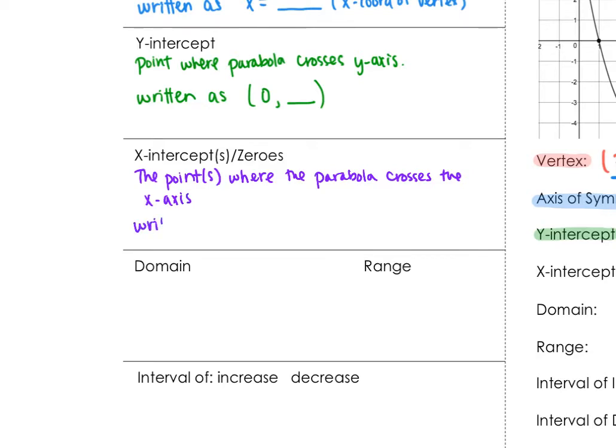Okay, and these ones are written similarly to y-intercept, except the 0 switches places. So it's going to be blank, comma, 0. So the reason why x-intercepts are called zeros is because wherever they intersect the x-axis, the y is always a 0. That's why it's called a 0.